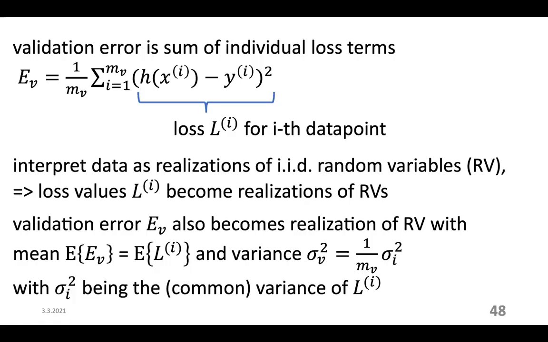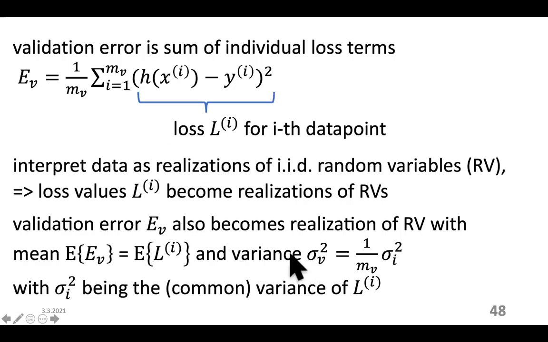So this here is the quantity that we are really interested in. This is the average over the losses for an infinite number of data points. So this is what we're really interested in, the global average loss, also sometimes called the risk. And it turns out that the expectation of this validation error that we compute is exactly this risk. However, what we compute is not this expectation, but just a realization of this random variable, and it fluctuates around the mean.